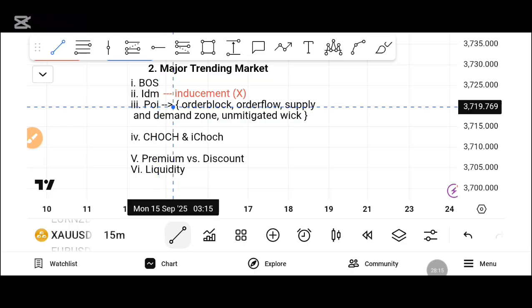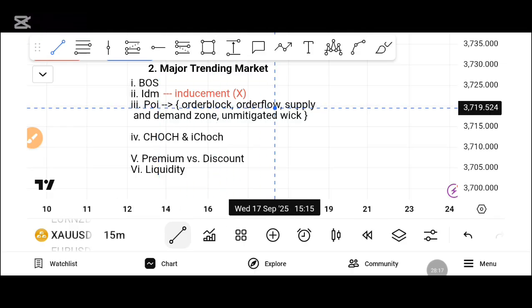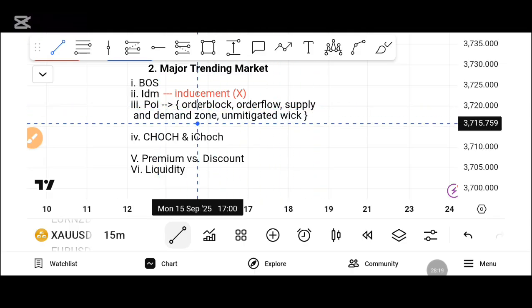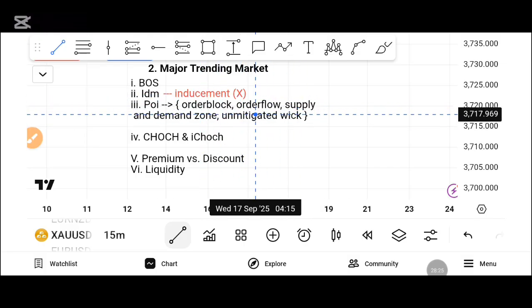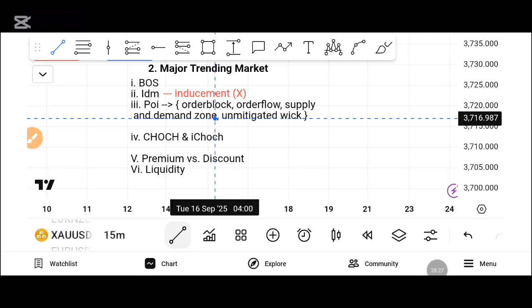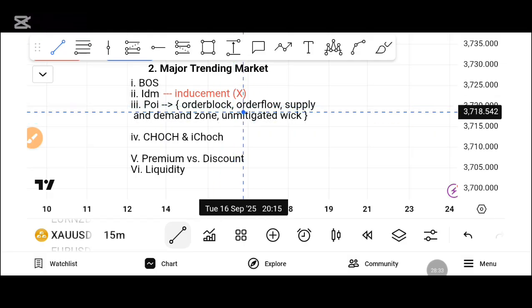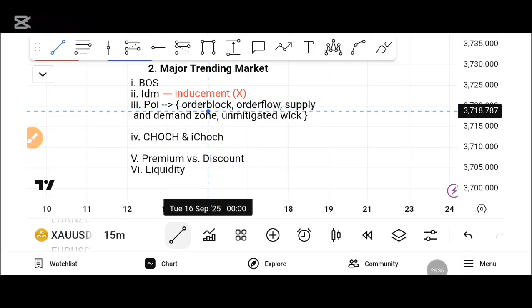POI consists of the order block, the order flow, the supply and demand zone, all mitigated weak. So these are all POIs. I'm going to be giving a deep dive of this concept, the order block, the order flow, and how you can identify them in my next video.